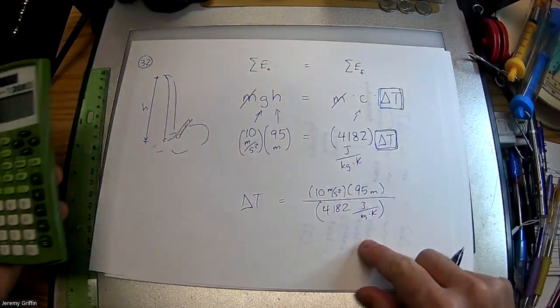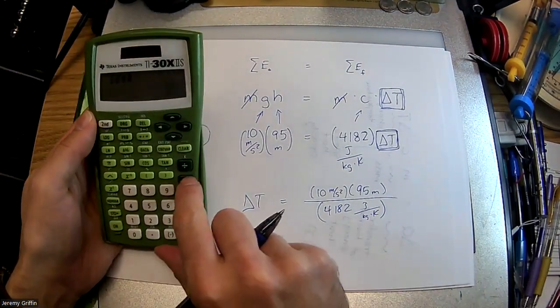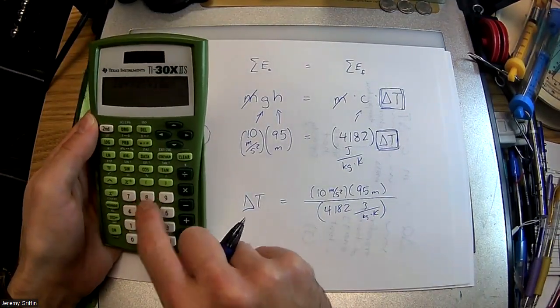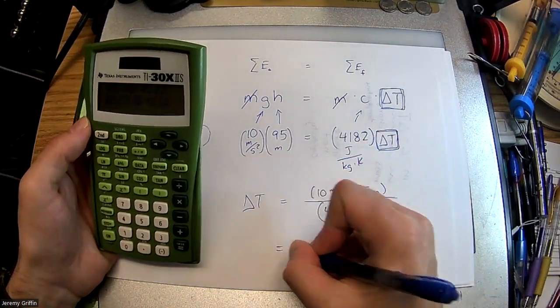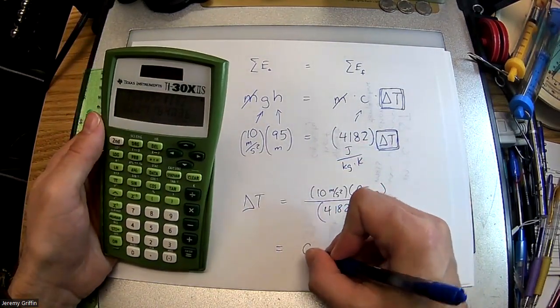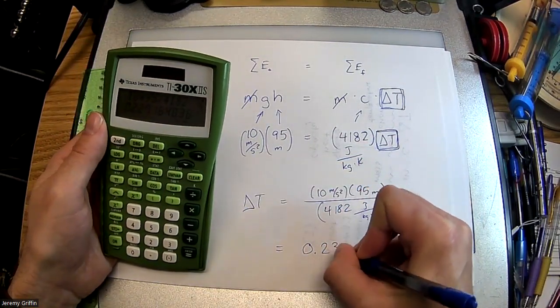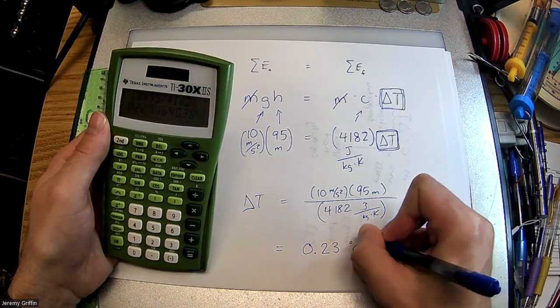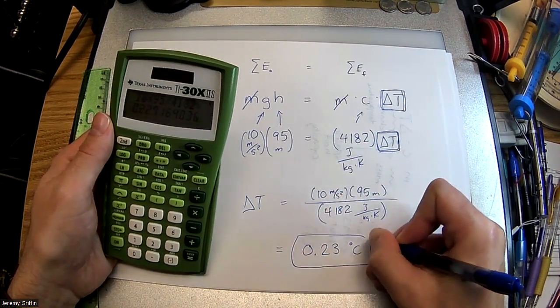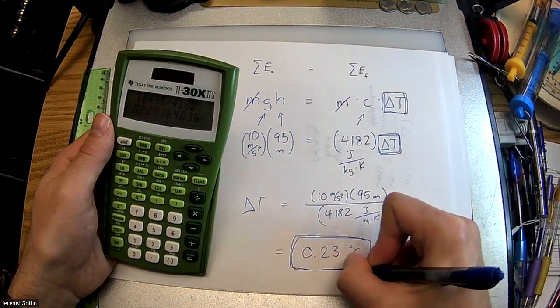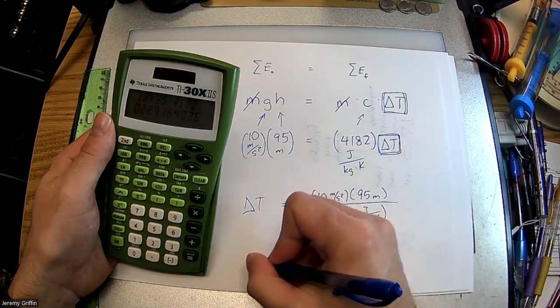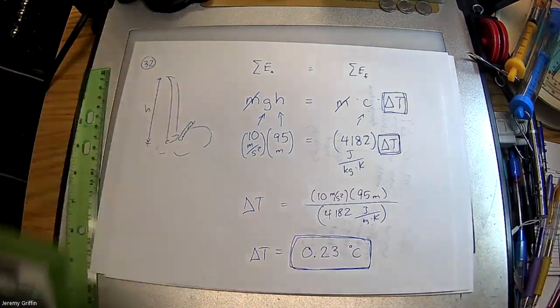Put it all together in my calculator. That times that divided by that. I'm getting a fraction of a degree. It's this many degrees Celsius. I could say degrees Celsius or Kelvin. Both those would be okay because we're talking about a change, right? The change in temperature.